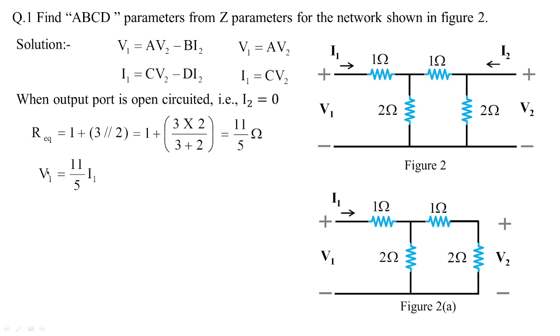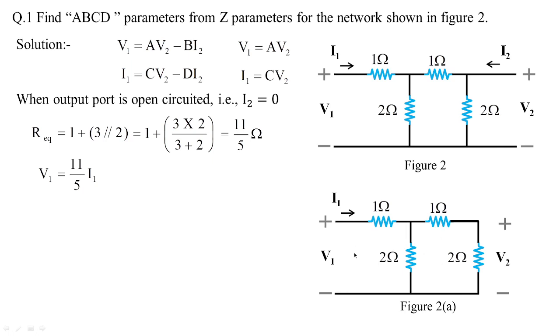I hope you understood this approach that we have been employing since our previous classes to determine V1 in terms of I1 by finding out the R equivalent. Now once we have the value of V1 in terms of I1, let us see what other value we get. Since I2 is equal to 0, we cannot take I2 here, and V2 is the voltage measured across 2 ohms.